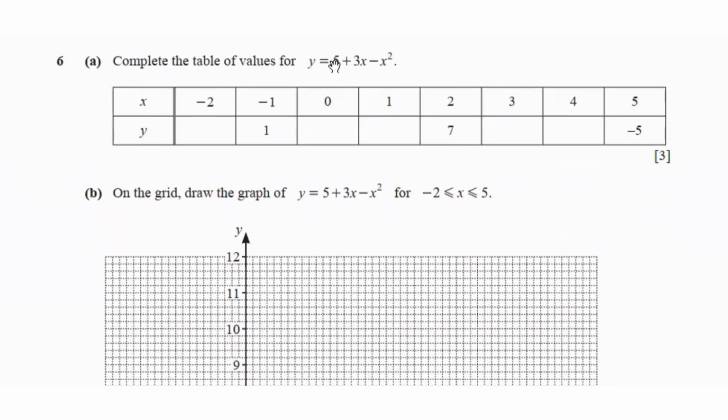Question 6 says, complete the table of values for y equals 5 plus 3x minus x squared. We can substitute x equals negative 2, 0, 1, 3, and 4 in this quadratic equation to find the corresponding y values. So for negative 2, y equals 5 plus 3 times negative 2 minus 2 squared, 5 minus 6 minus 4, and that is going to equal negative 5. Then we do for 0. So let's replace the value with 0 now. So 0 and 0. That's 5. Then we do it for 1. So that is going to be 5 plus 3 minus 1, which is 7.